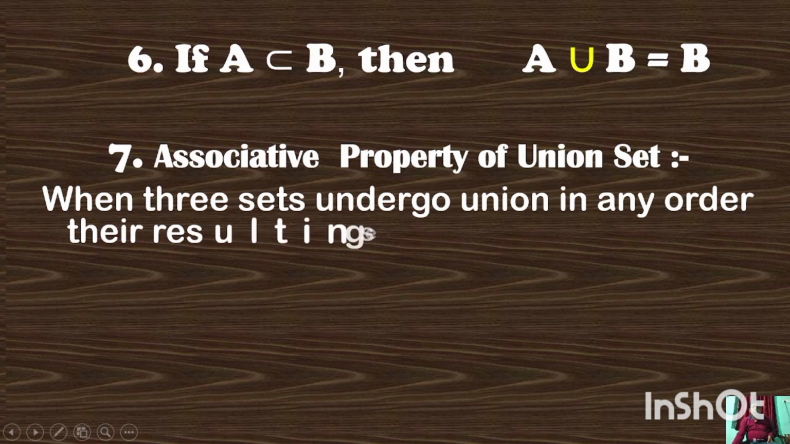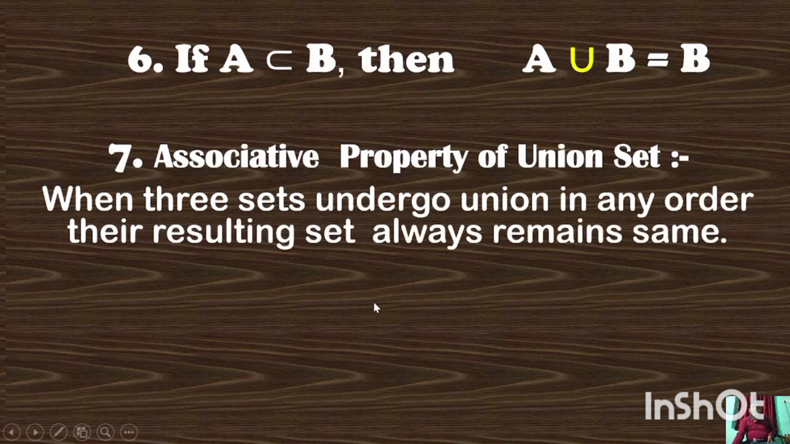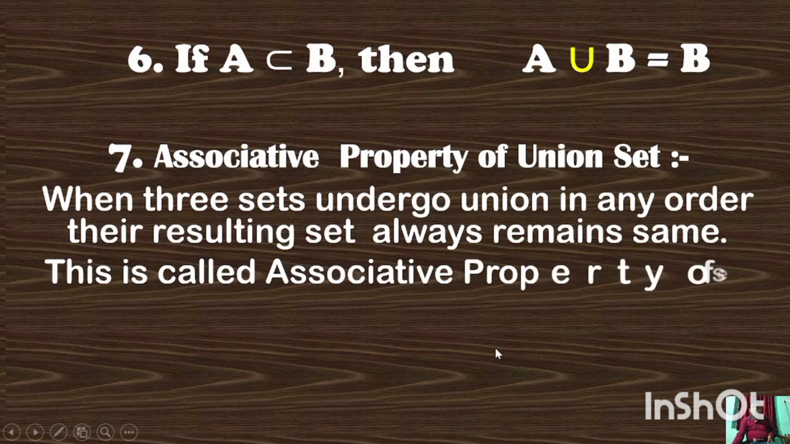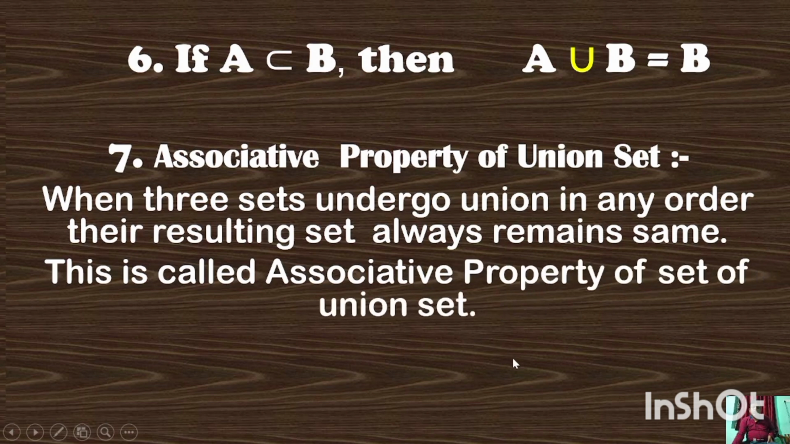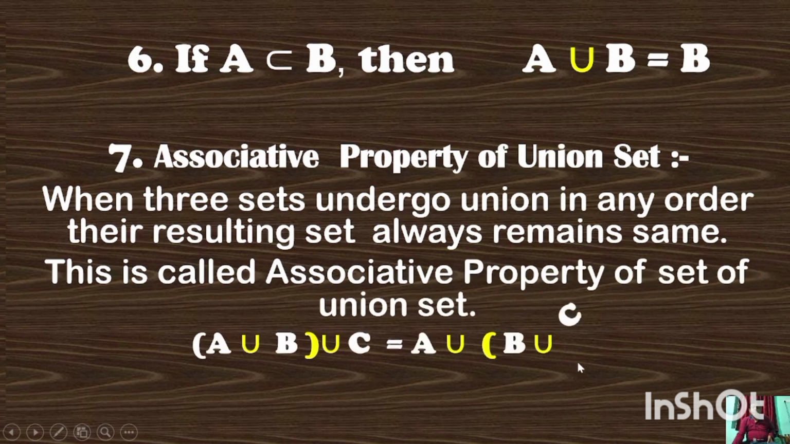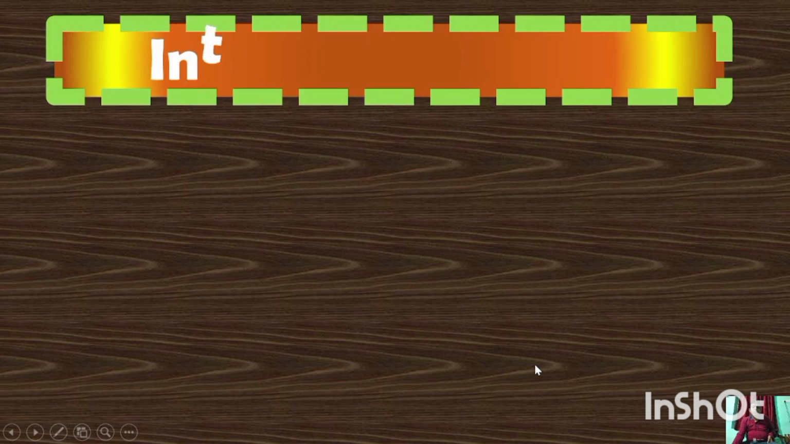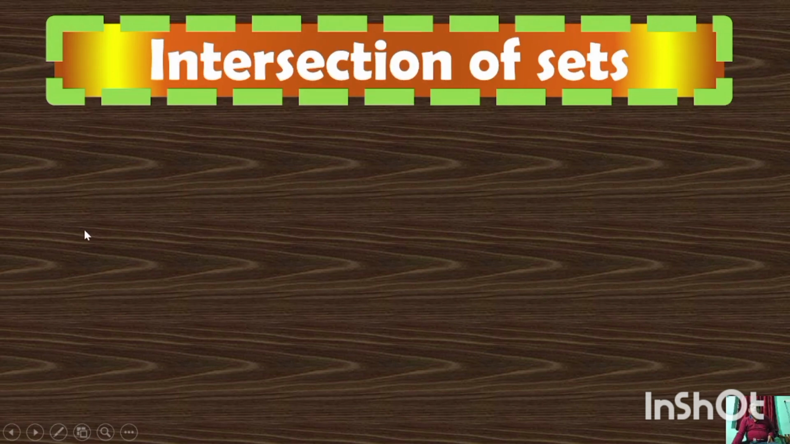And set union obeys the associative law. Already you proved it by three methods: example, by using property, and by Venn diagrams. Okay, and set union obeys the associative law: (A union B) union C is equal to A union (B union C). It is proved.